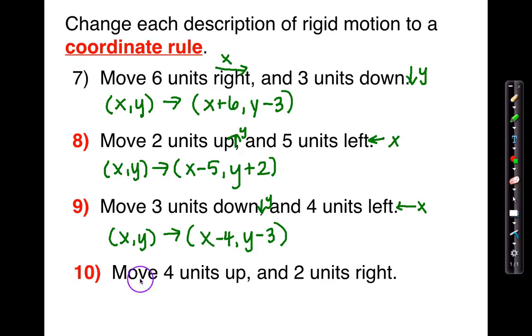Now here, for number 10, it moves 4 units up, so that's going to, again, be a change in y. And 2 units to the right, that's going to be a change in x. So to write it, we're going to do x comma y yields, let's see, change in x was 2 to the right, so that's x plus 2. And change in y, that would be y plus 4. So hopefully you double checked the order of the way it described it and matched it up with the order of how you should write a coordinate rule.